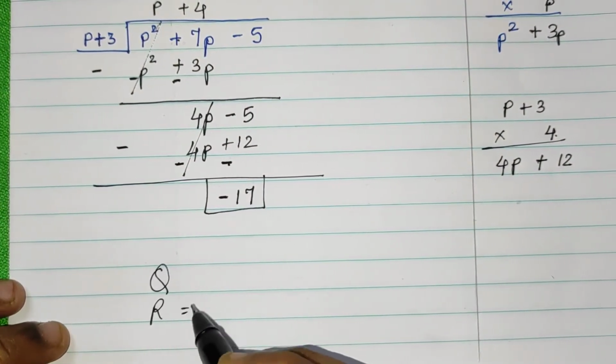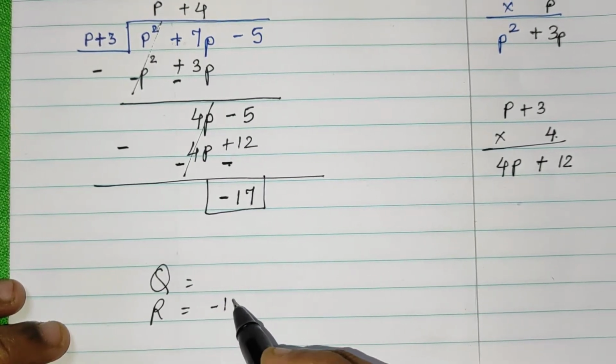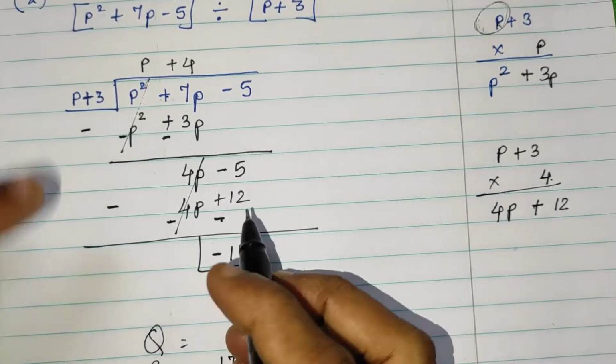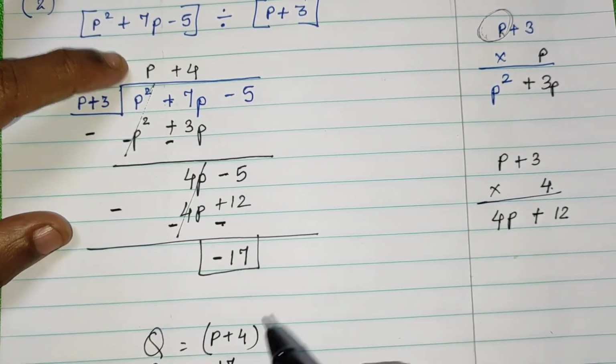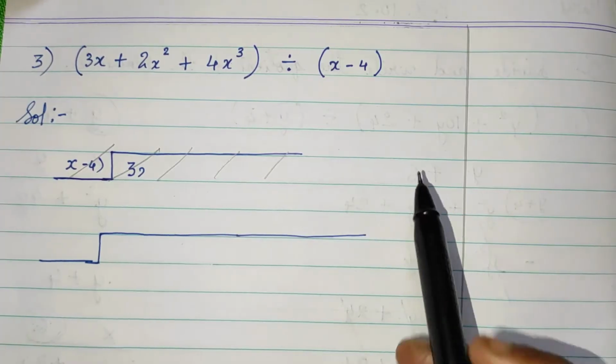Quotient and remainder. This is your remainder, and your quotient is p plus 4. Third question.